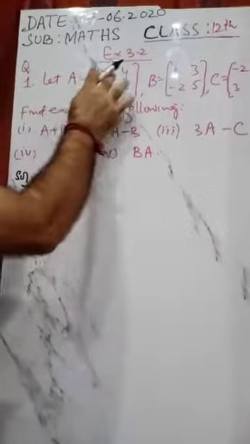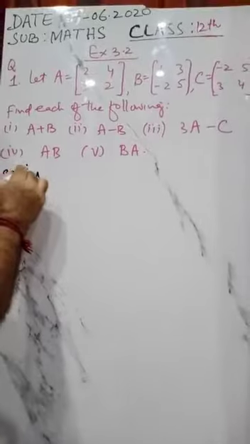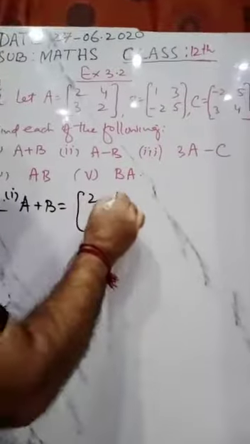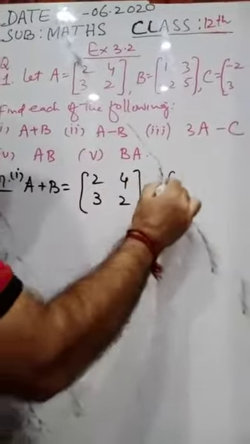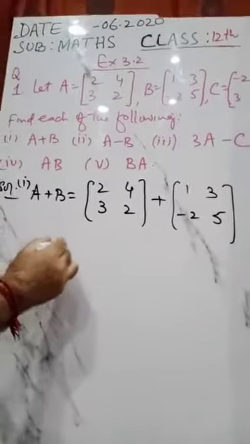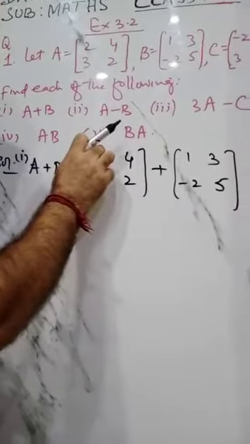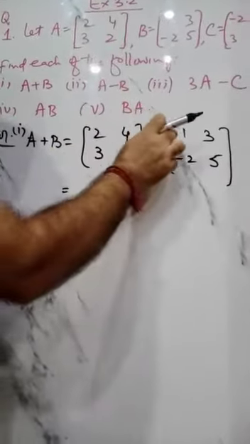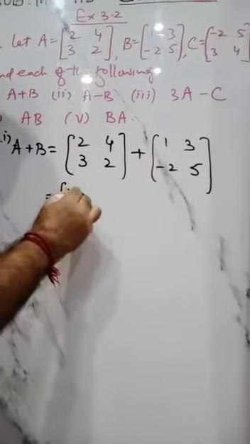A is given as the matrix 2 4 3 2 and the B matrix is given as 1 3 minus 2 5. The first part is A plus B. So we write it as A is 2 4 in the first row and the next row is 3 2, plus B, which is 1 3 minus 2 5. Students, when you are going to add two matrices, what you have to do? The first entry of the first matrix will be added to the first entry of the second, that is A11 plus B11. You will write it like this: A11 plus B11, that is 2 plus 1.